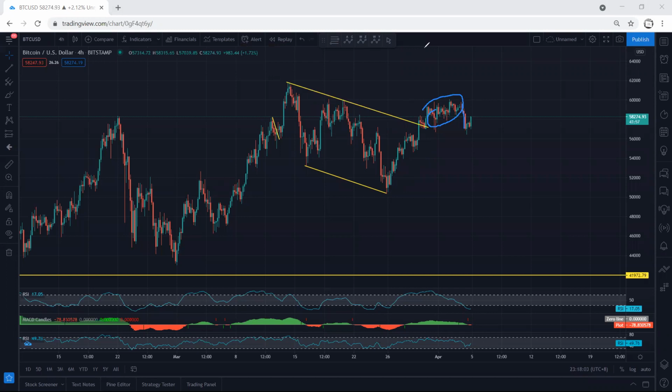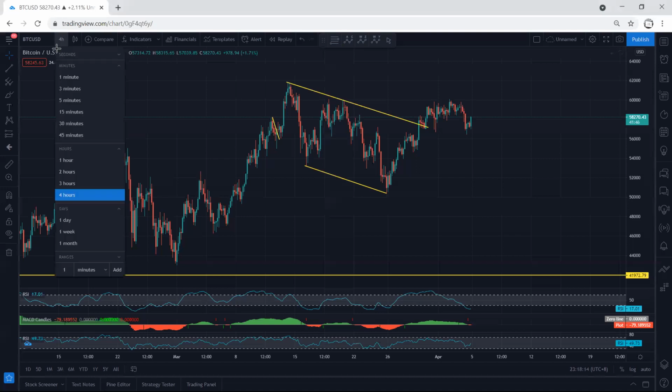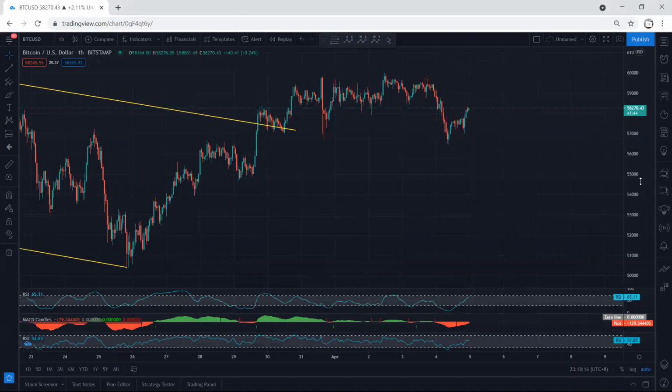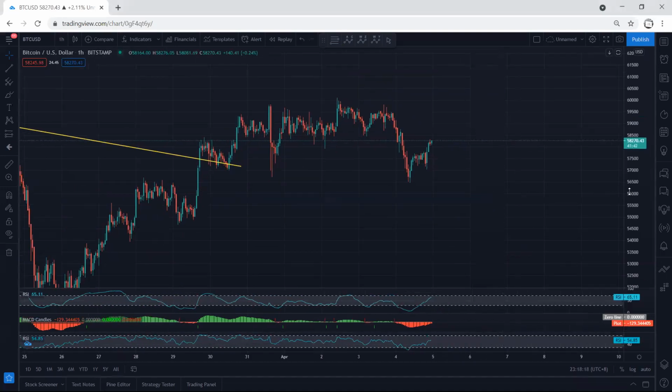Now we can look at this one as a correction. If this is a correction, there is a continuation. Mostly we can expect the price to break the previous top and continue. And based on 4 hour chart, we don't have any trade setup. And even if we move to 1 hour chart, there is no trade setup right now.